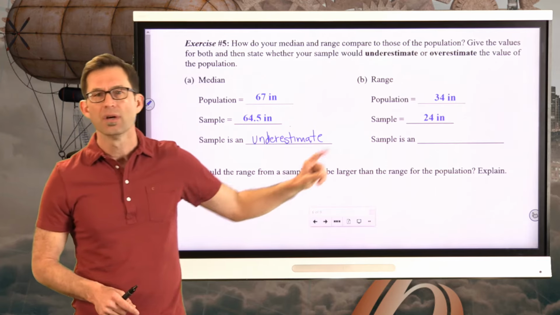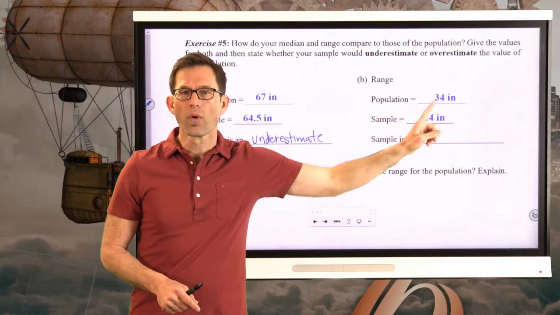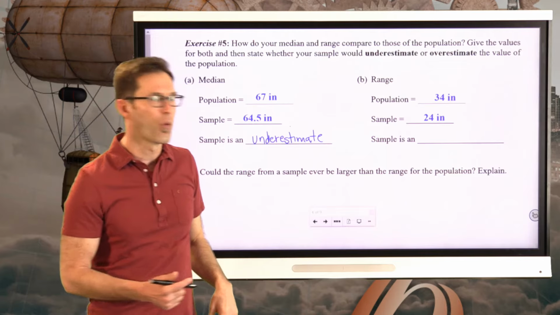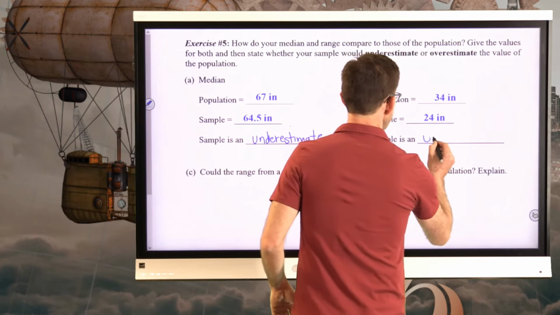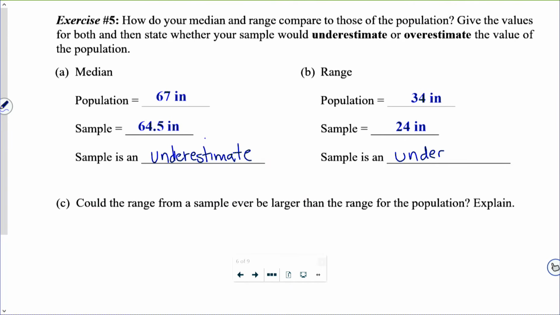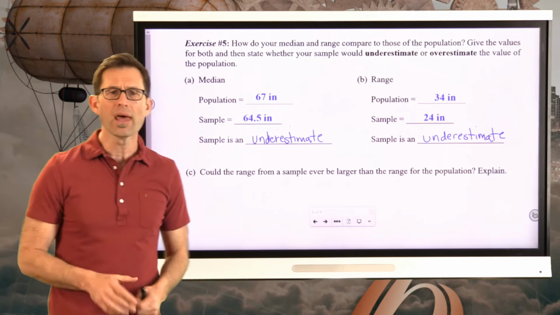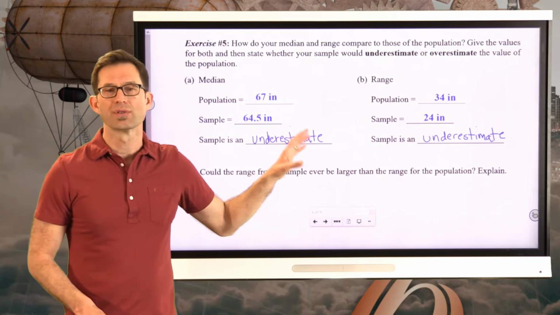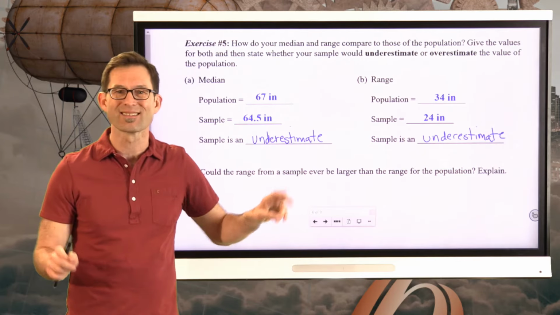Now, look at the range. The population range is 34 inches. My sample range was 24 inches. This is also an underestimate. I kind of wish one of them would have been an overestimate, but what can you do? I was born on the 28th, so that is what it is. And that's an underestimate.